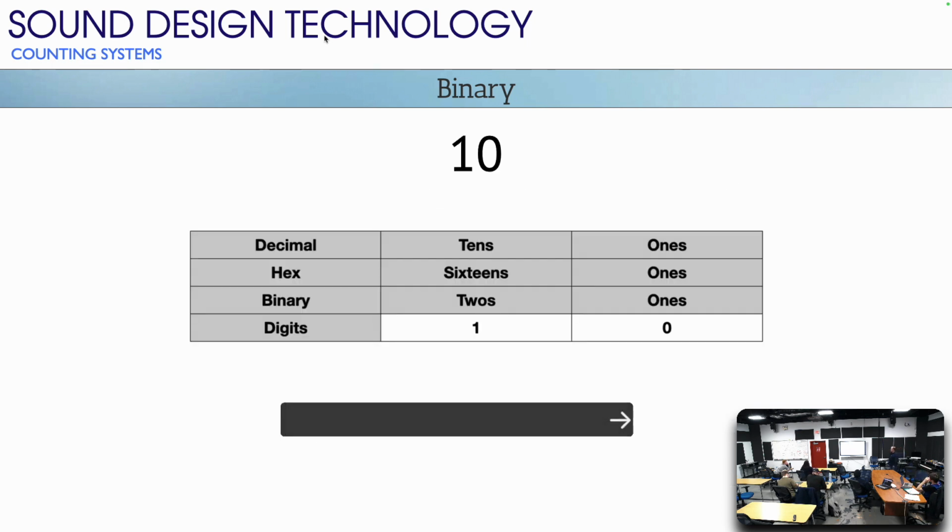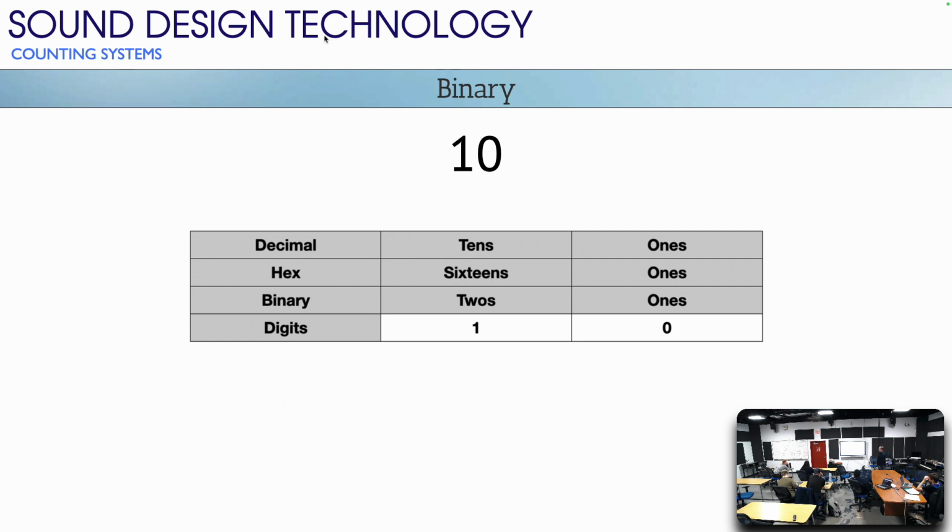Okay, so let's compare decimal, hex, and binary. So the digits 1, 0 again. If it's decimal, that's one set of 10s and no 1s: 10. In hexadecimal, it's one set of 16s and no 1s. So 1, 0 means 16 in hex. But if it's binary, that's 2: one set of 2s and no 1s. Does that make sense so far? Everybody with me on that?